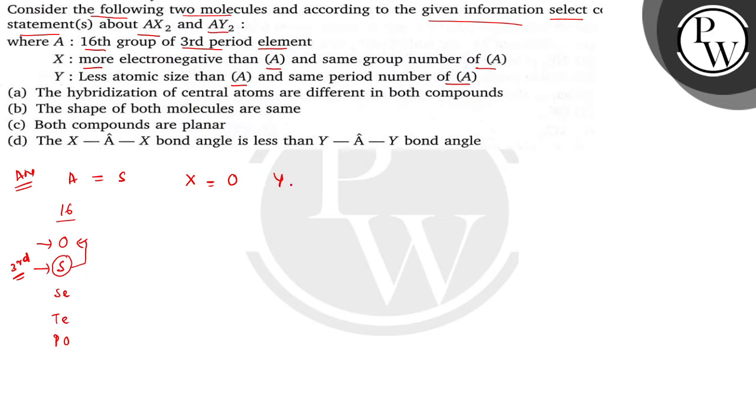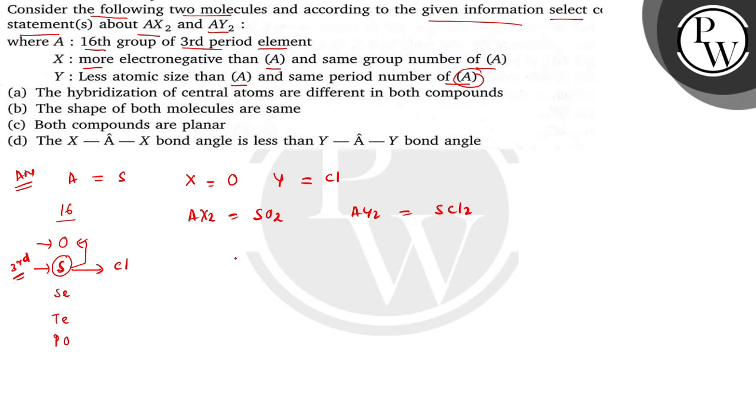ठीक है? Y has a smaller atomic size than A and is in the same period. So atomic size S से less कौन सा होगा बच्चों? Left to right size क्या होता है? Decrease होता है. तो सल्फर के बाद आता है क्लोरीन that belongs to the same period, है ना? Same period से belong करना चाहिए. So Y is your chlorine. So what is AX2? It is sulfur dioxide. And what is AY2? It is sulfur dichloride.